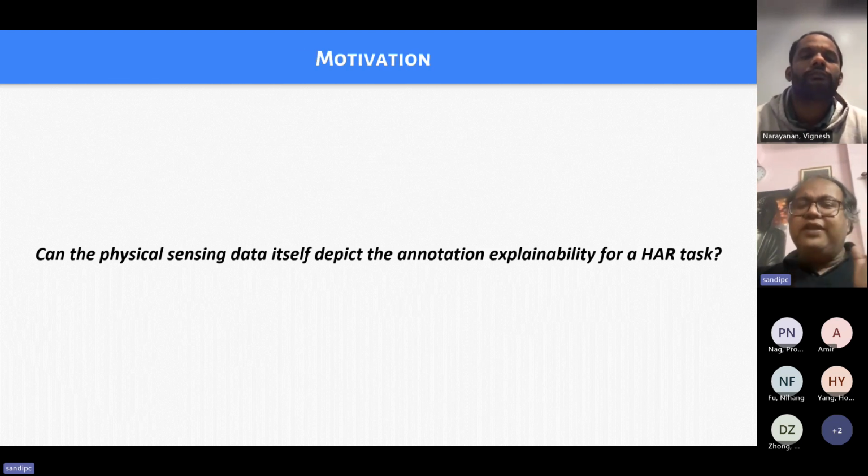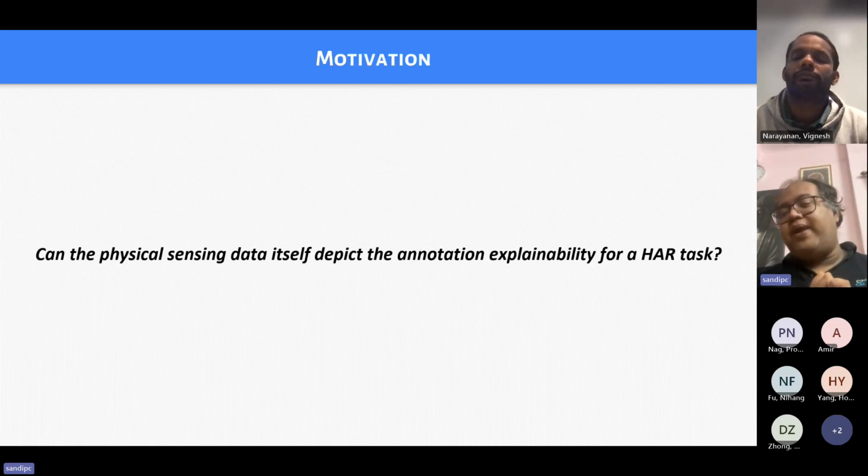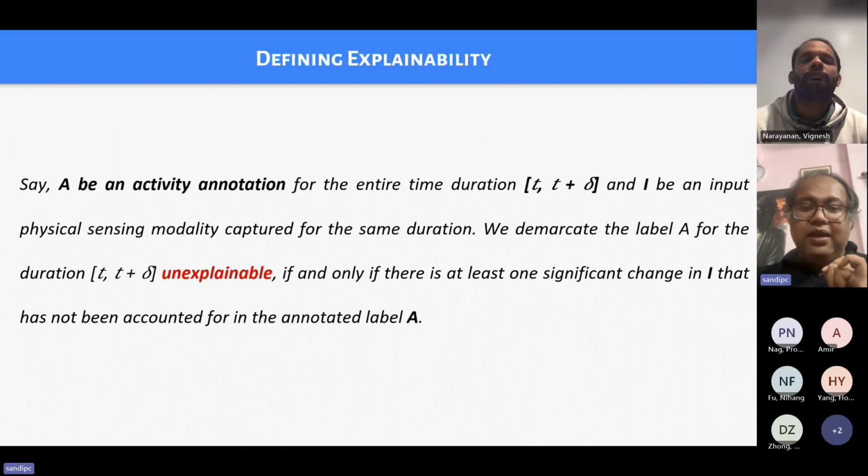So the motivation of this work was: can the physical sensing data itself depict the annotation explainability for a human activity recognition task? That means, can I develop an automated model which can tell me whether the annotations are explainable or not? And how do we define explainability?